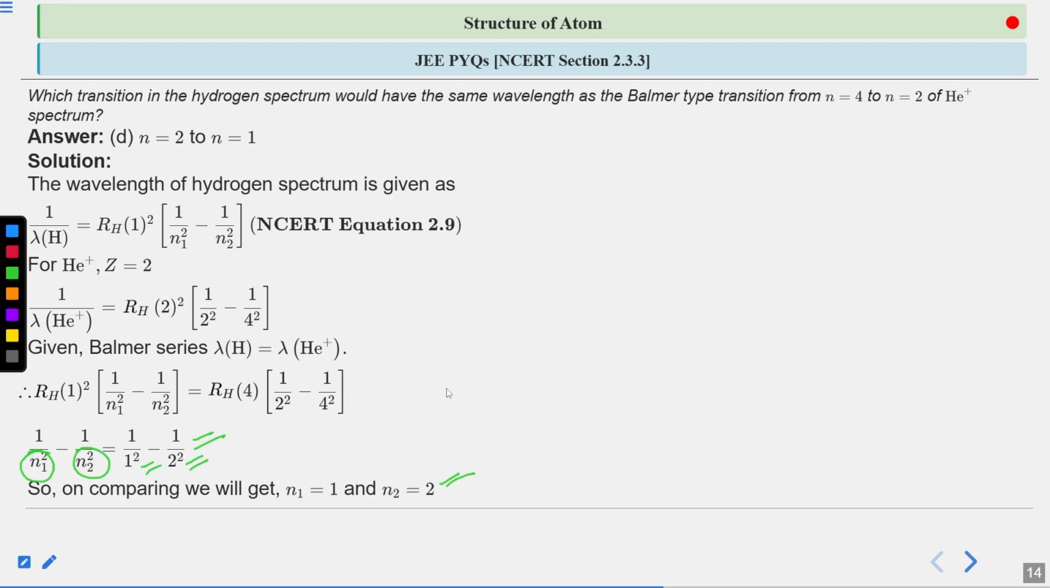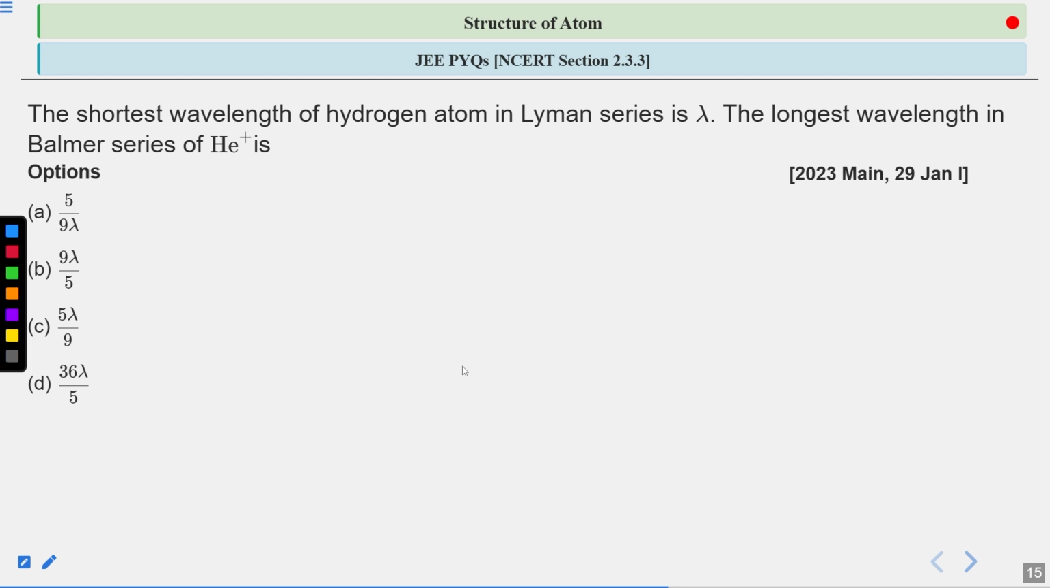Okay, moving on to the next one. Here, the shortest wavelength of the hydrogen atom in the Lyman series is lambda. Now, the longest wavelength in the Balmer series of helium plus, not hydrogen, helium plus, is: A is 5 by 9 lambda, B is 9 lambda by 5, C is 5 lambda by 9, D is 36 lambda by 5. This was asked again in 2023 on 29th of January in the first shift. Your time to solve this question starts now.